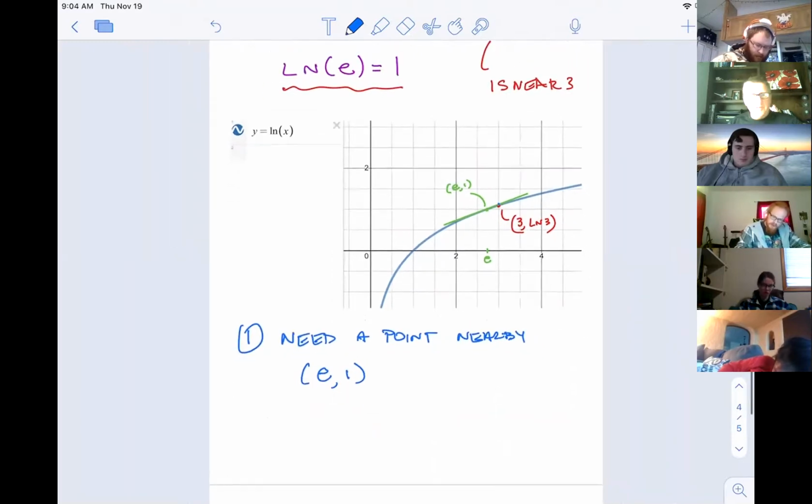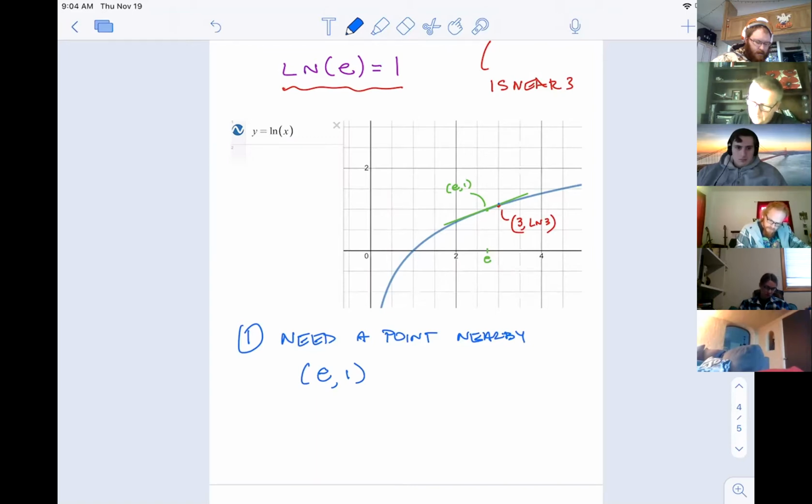I'm not a believer in steps. I'm a believer in thinking. But in a sense, the first thing you've got to do is find some point nearby that you actually do know the answer to. We found the square root of 100 was nearby. We know that. We found the sine of pi over 3 was nearby, and we know that. We found the natural log of e, which is nearby, and we know that. So we found a point.